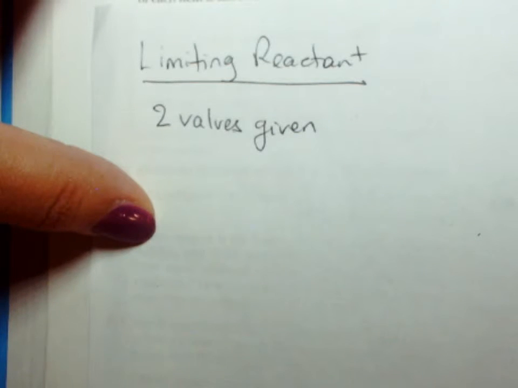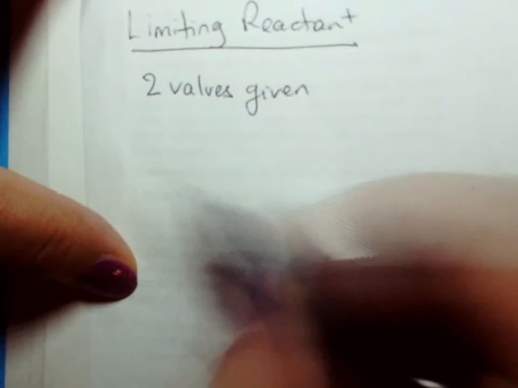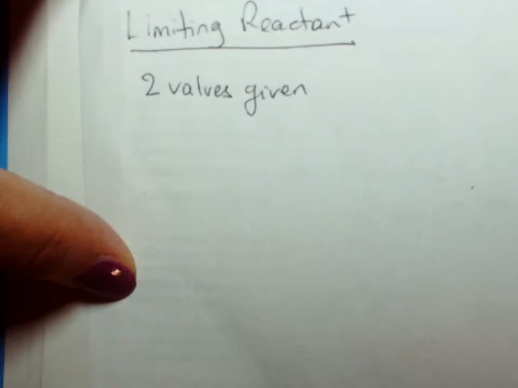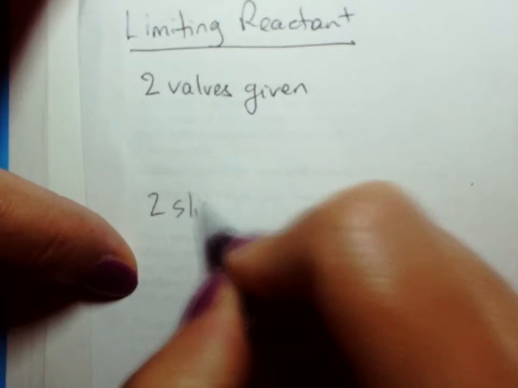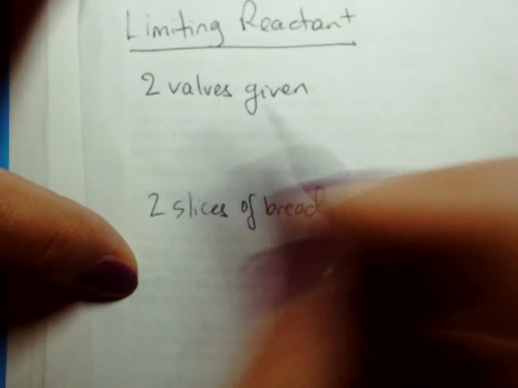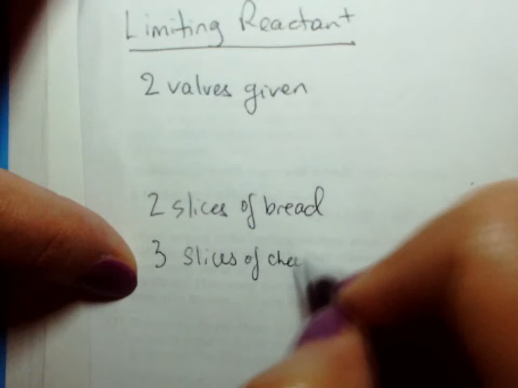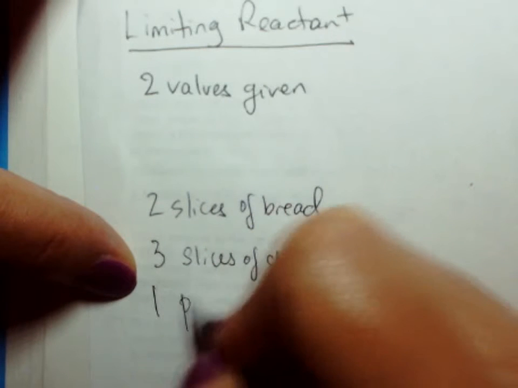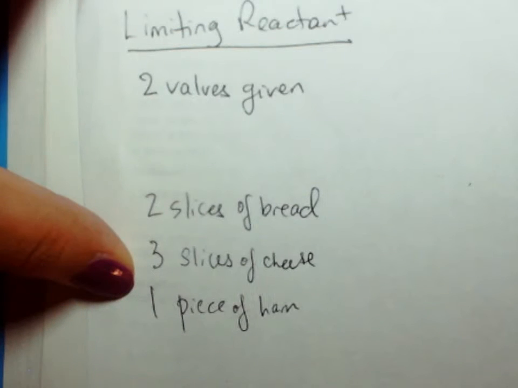All right? So, limiting reactants, it's kind of like, say I have a recipe for a sandwich, and it takes 2 slices of bread to make a sandwich, and say 3 slices of cheese, and 1 piece of ham. All right, I love cheese. That's why this sandwich is disproportionately made of cheese.